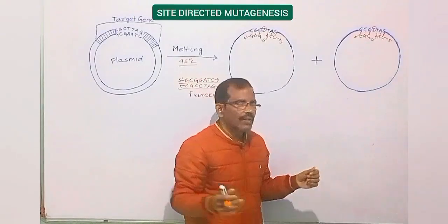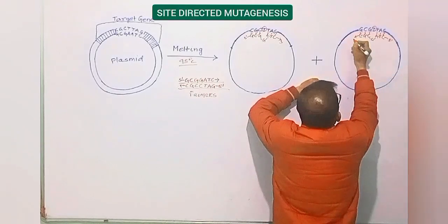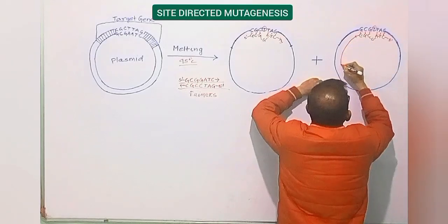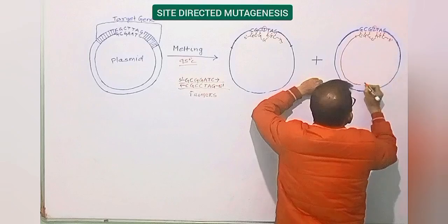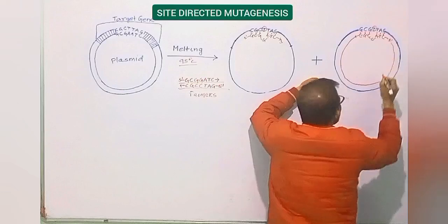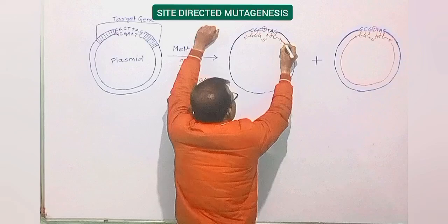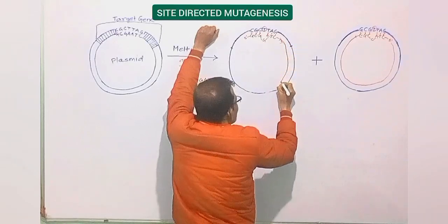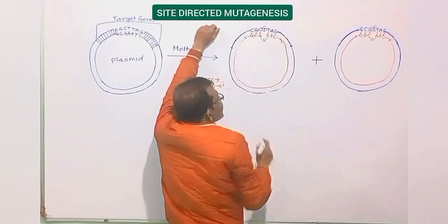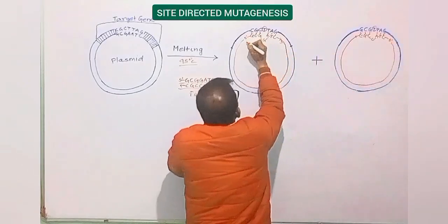After primer annealing with the complementary sequence, these primers are extended in the 5' to 3' direction by using high fidelity DNA polymerases. This will result in the formation of a newly synthesized complementary DNA strand. Here also, by using the same enzyme, extension of the primer takes place in the 5' to 3' direction. In both cases, there is a single nick.